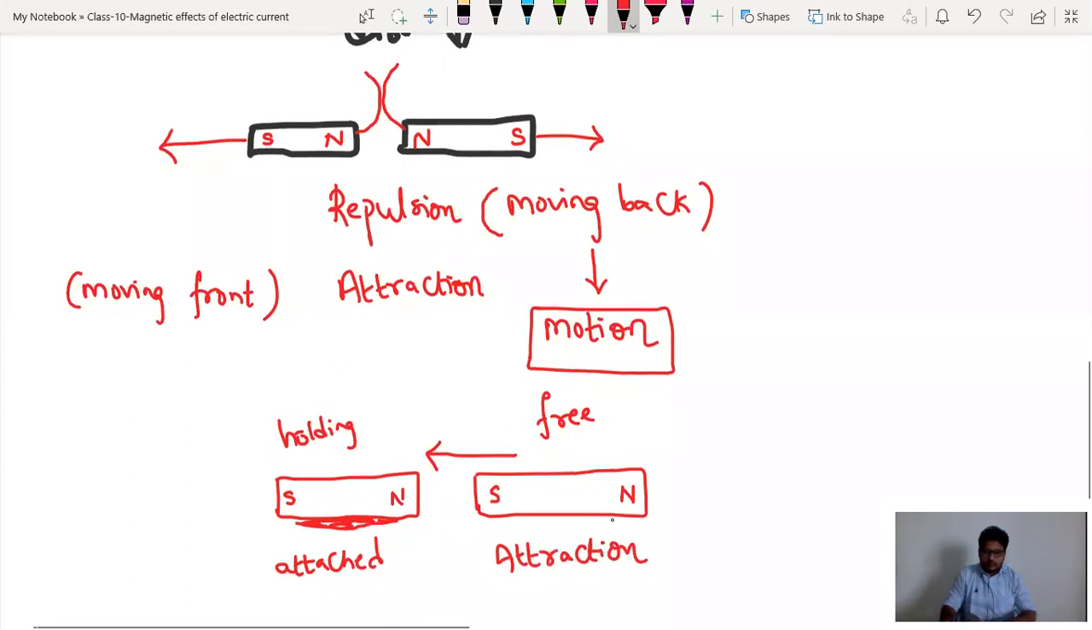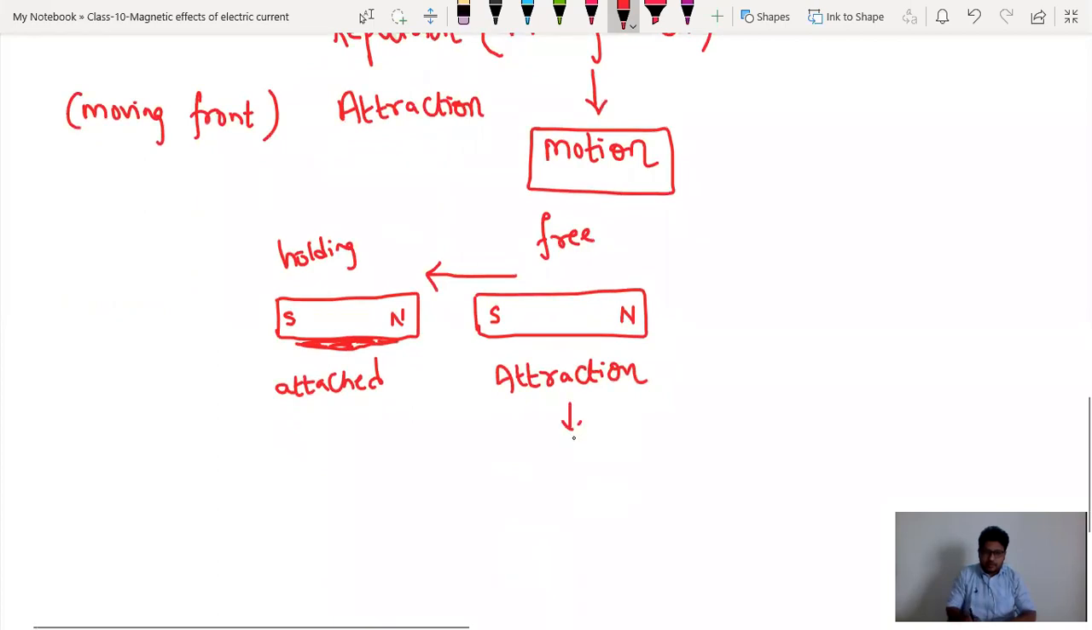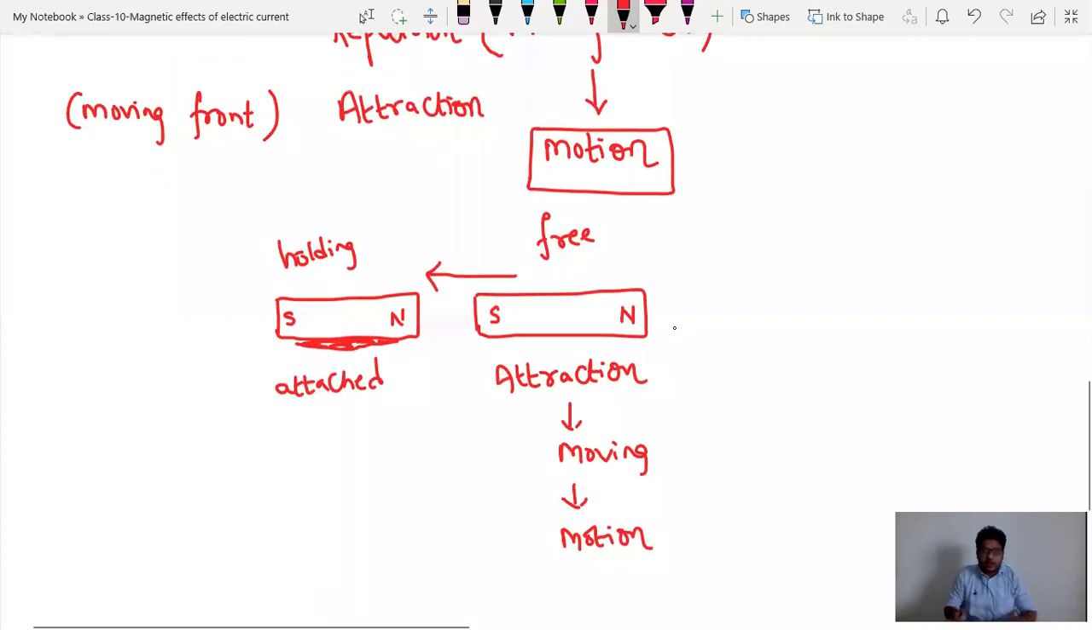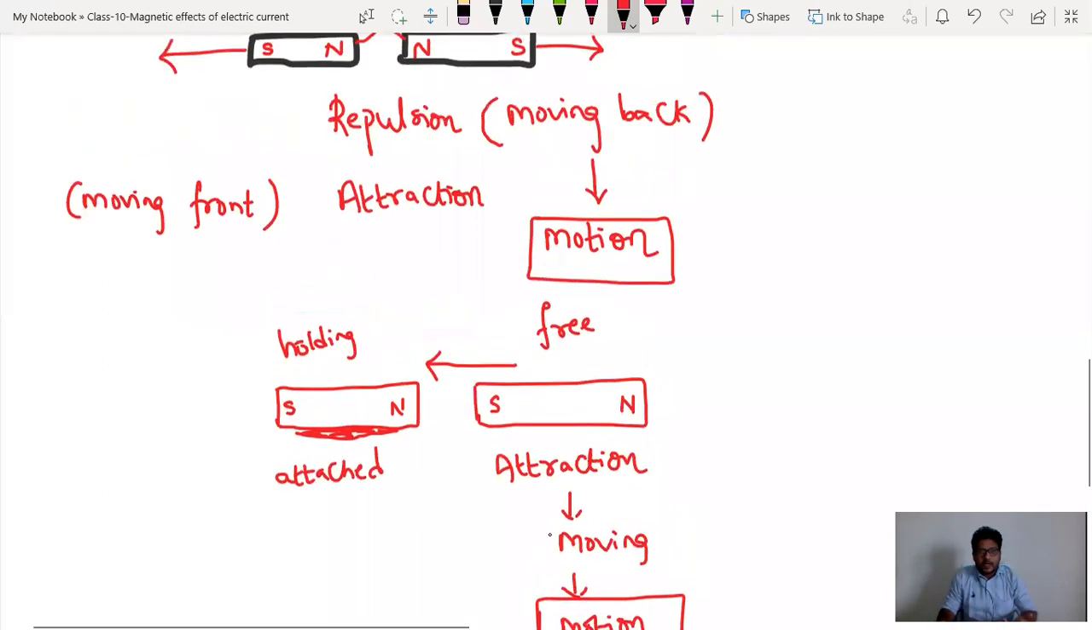Attraction in the sense it is moving. Whenever it is moving, we can call it motion. So by this what we can understand, either attraction or repulsion, motion is common. Attraction or repulsion, motion is common. That you can understand from the topic.